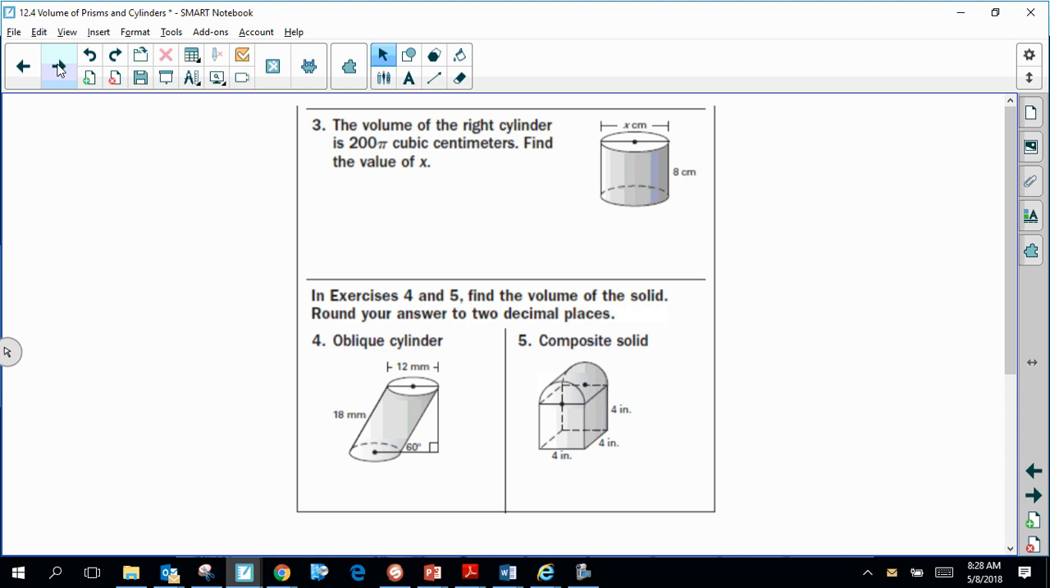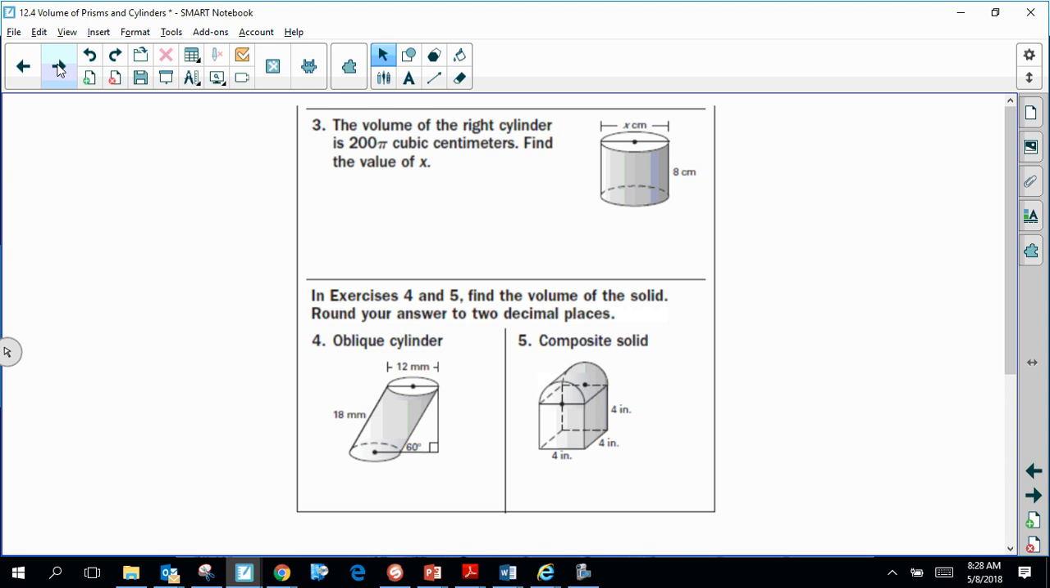So at this point, go ahead and work out the last three. The third one, just work the equation backwards to find the value of x. Then use Cavalieri's principle to find the volume of the oblique cylinder, and then find the volume of the composite solid. So go ahead and pause the video and work those out. And when you're done, hit play again.